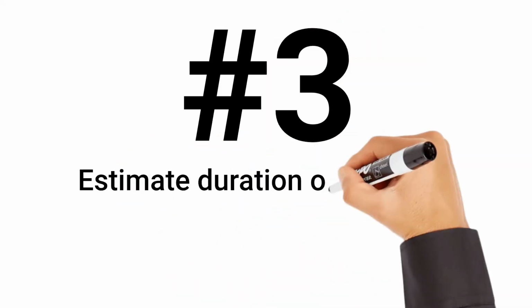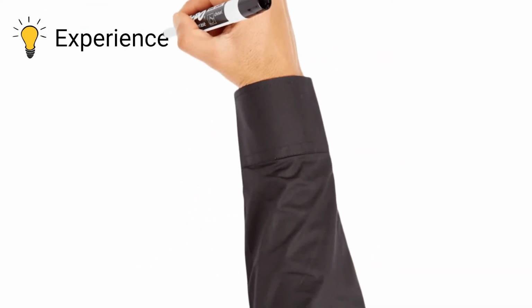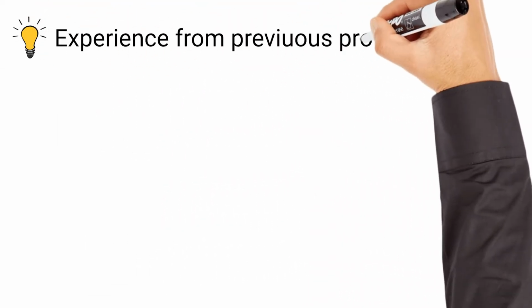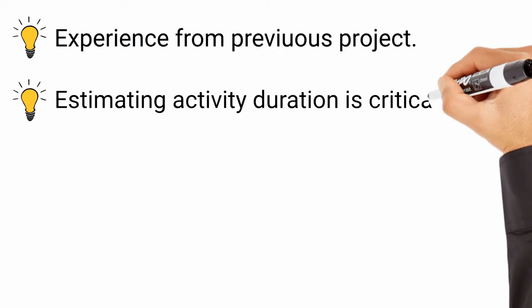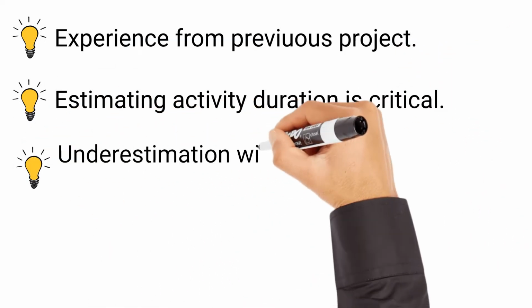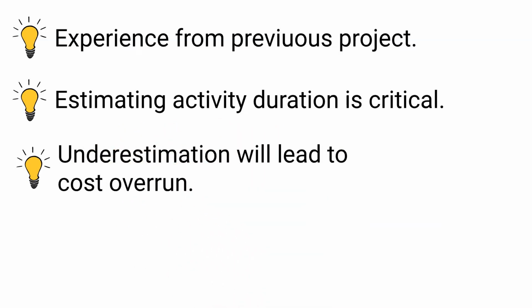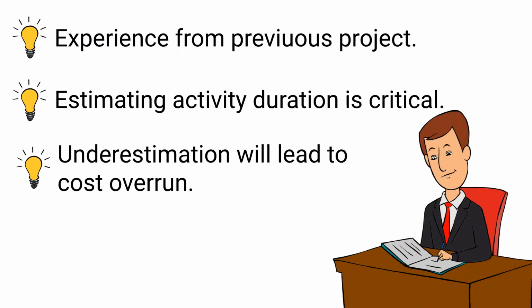The next step is to estimate the duration of each project activity. You should consider experience from another project where similar activities were done in recent years. Estimating activity duration is critical to come up with a realistic schedule. An underestimated duration will require additional resources and cost overrun. There are a number of factors that lead to setting unrealistic expectations, like lack of careful planning and ineffective communication between all the participants involved in the project.